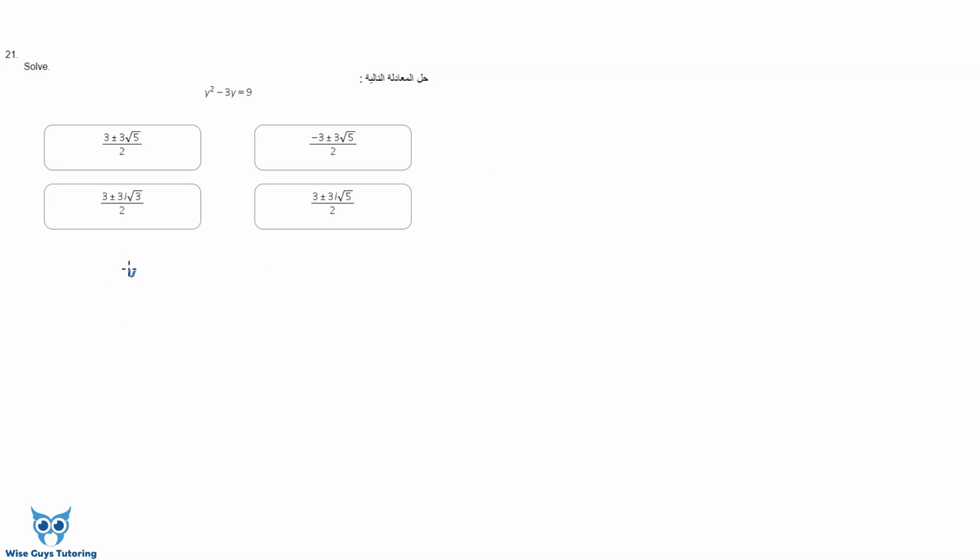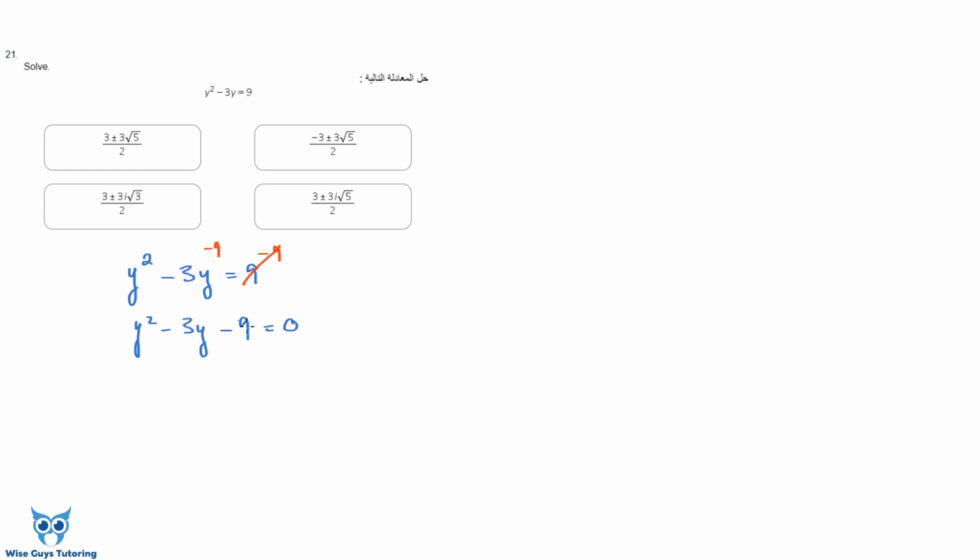What you want to do when you're solving quadratics is try to solve it first by getting everybody on one side. So let's say we have y squared minus 3y equals 9. To get everybody on one side, I'm going to use my algebra. This is a plus 9, so I'll put minus 9 on both sides. These cancel out, so you're going to get y squared minus 3y minus 9 equals 0.